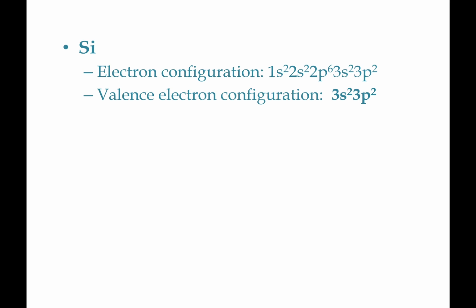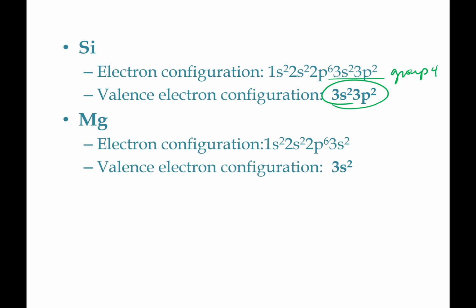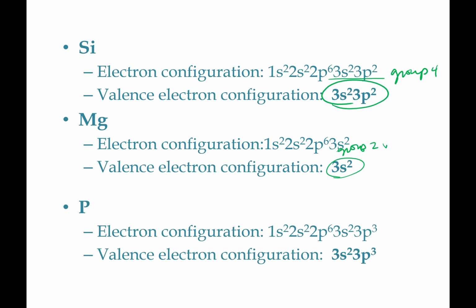Silicon is in group 4, has 4 valence electrons. The highest n value is 3. Magnesium, 3s2, 2 valence electrons. It's in group 2. All right, and then we had phosphorus. Phosphorus is 3s2 3p3, and it's in group 5. So it makes sense. Now I said, let's do nickel.